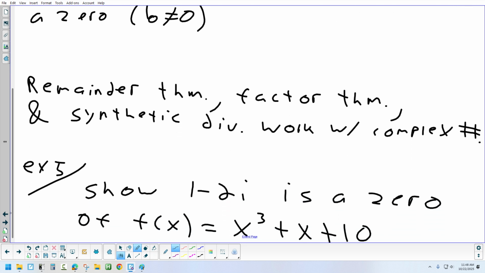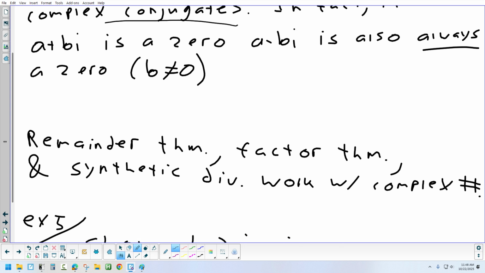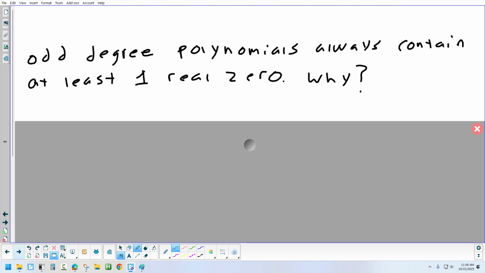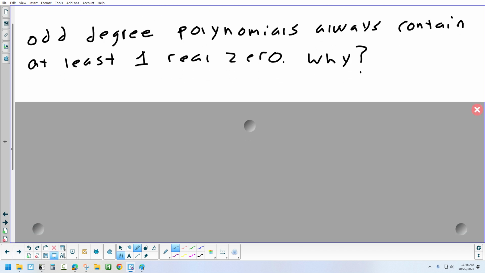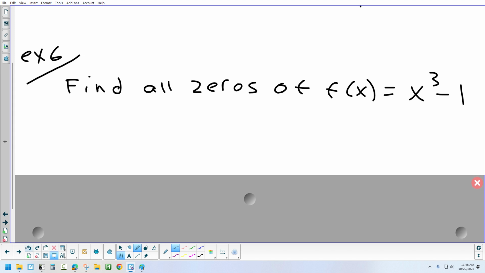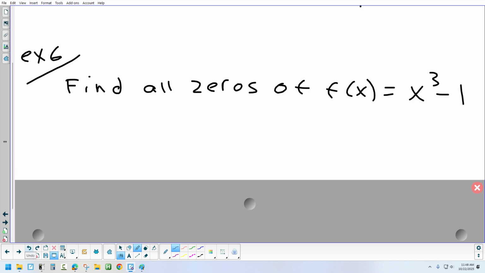But I'm not going to do that one. Okay. Let's look at this one. Find all zeros of x cubed minus 1. It doesn't say find the reals. It says find them all. So if it did just say find reals, then you can ignore everything we learned today. You don't have to do anything with imaginary. But it says all.